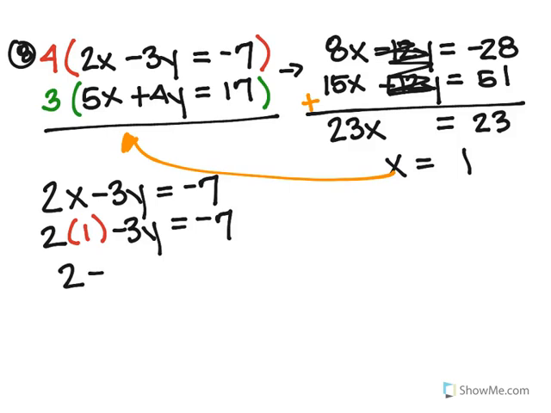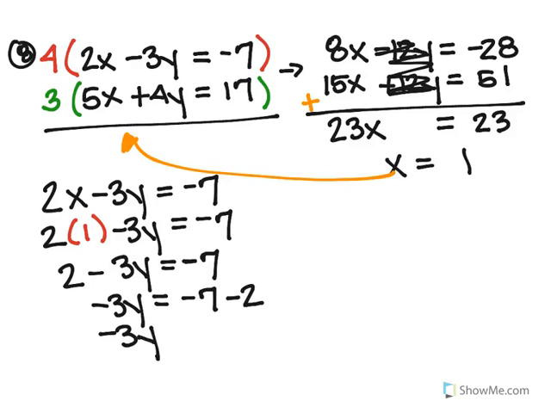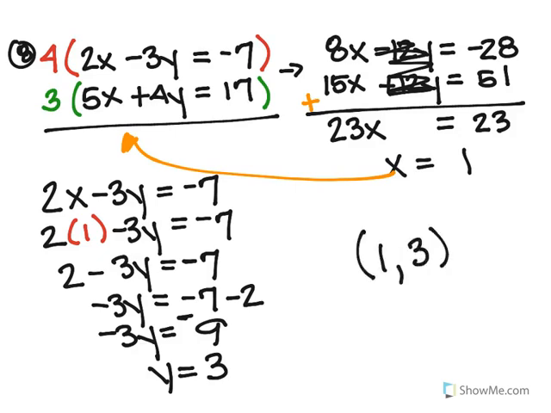So that gives us 2 minus 3y equals negative 7. Solve for y. That'll be negative 7 minus 2, which will give us negative 9. Divide by negative 3, and your y will be positive 3. So our point of intersection will be (1, 3).